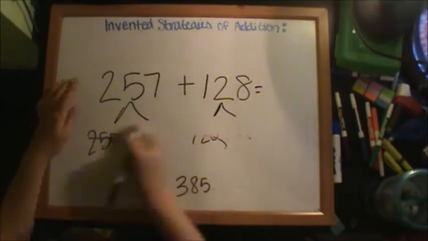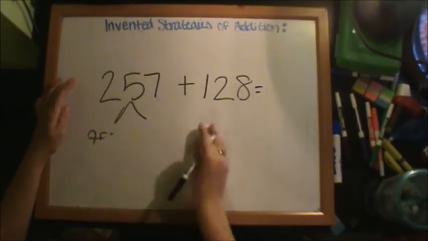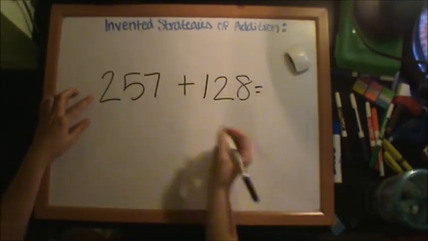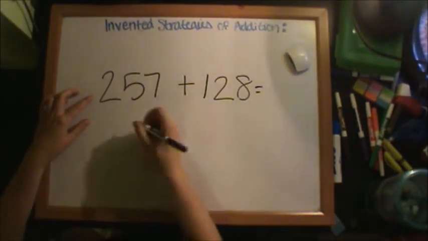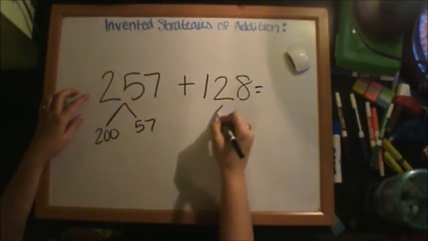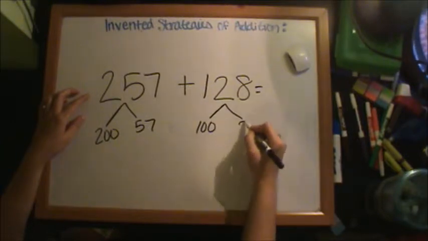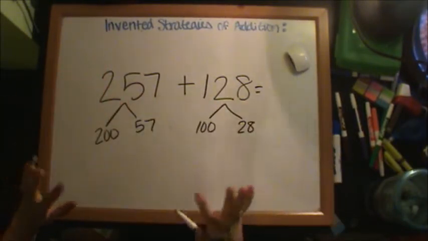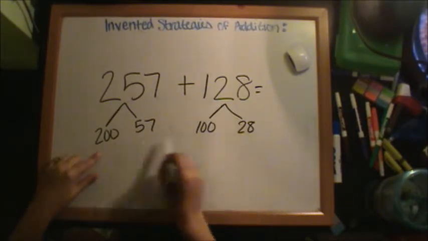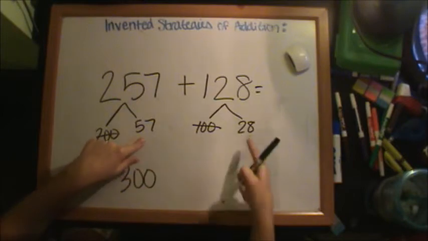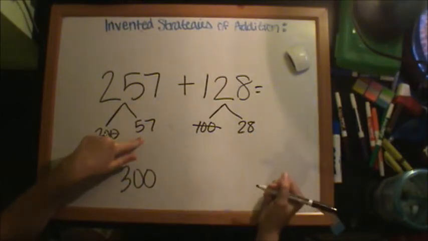And this may not have been the easiest way to do this. With these same numbers, another way to do this, you can say, okay, so I have 257 and I have 128. Just separate them out. That way you can say, okay, I have 300. I've used these. I have 57 and 28 left.